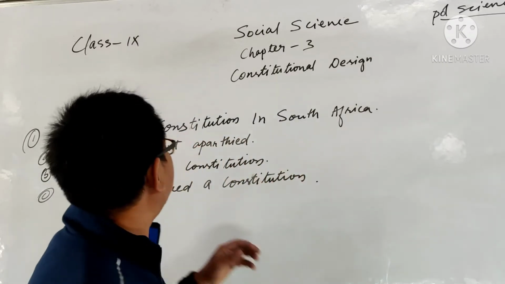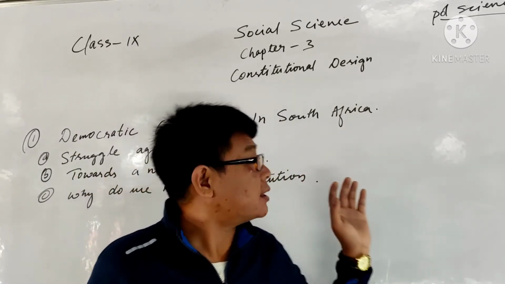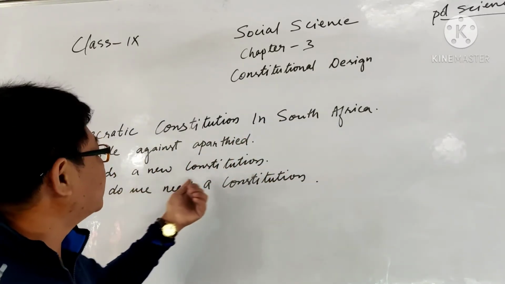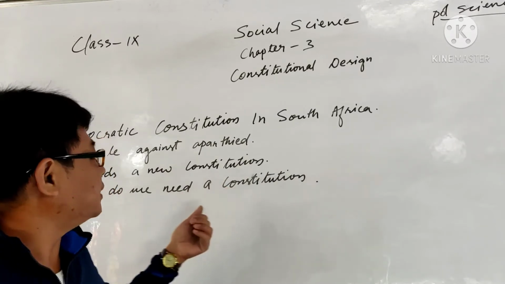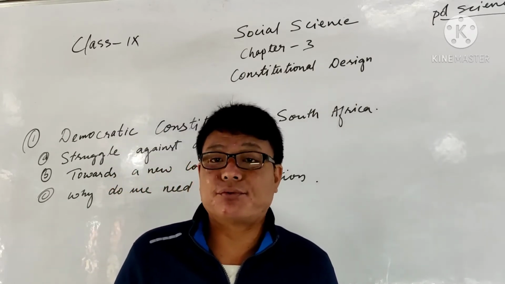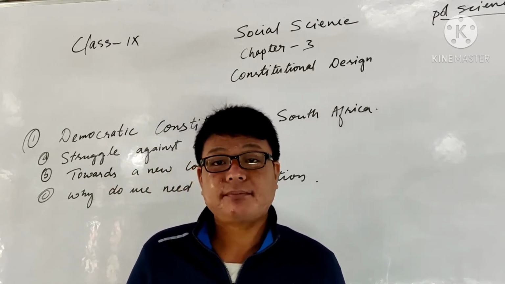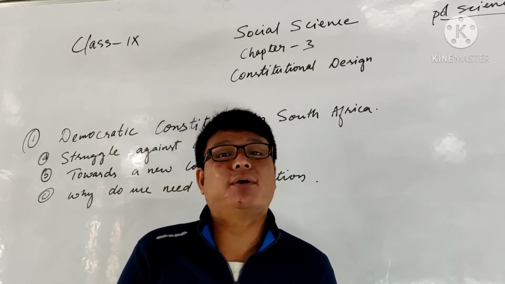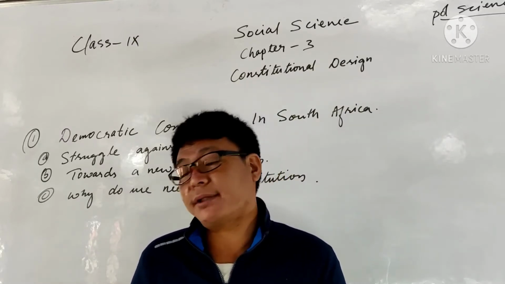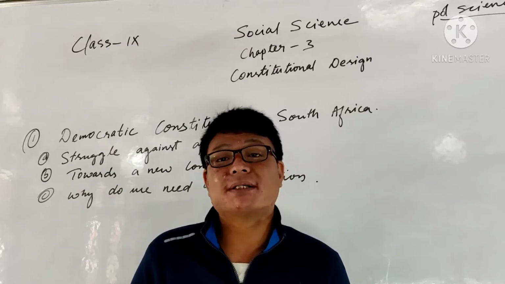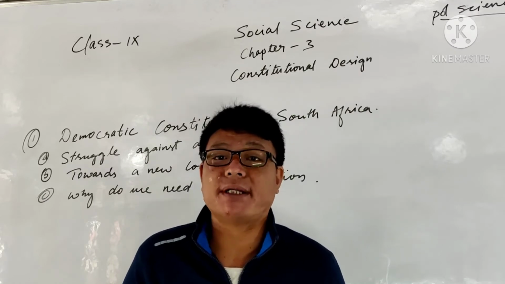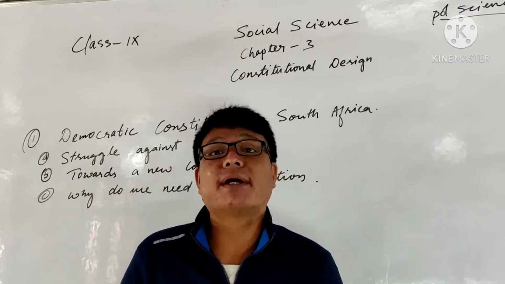So today we will discuss the constitutional design. In this, we look at the democratic constitution in South Africa and the struggle against apartheid toward a new constitution, and why we need a new constitution. As I already explained, the constitution means the written rules of law which people should abide by. When we go back to the history of South Africa, we find many freedom fighters, but as per your textbook, Nelson Mandela was arrested in 1964 and kept in jail for 28 years on Robben Island. He fought against apartheid.